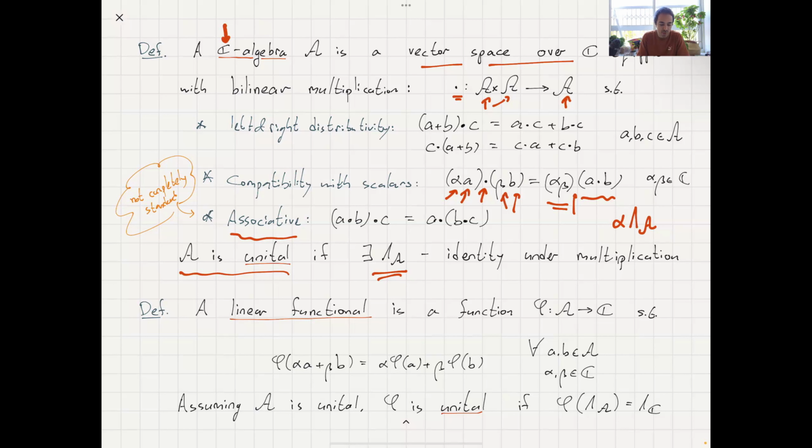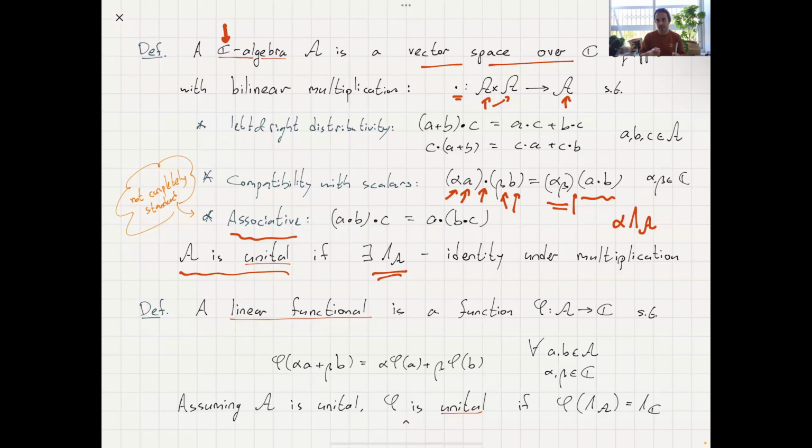Okay, so that's a C algebra. It's essentially a vector space with a product, okay? And there is an identity with respect to that product. So in a second you'll see, but our random variables are going to have the structure of a C algebra.